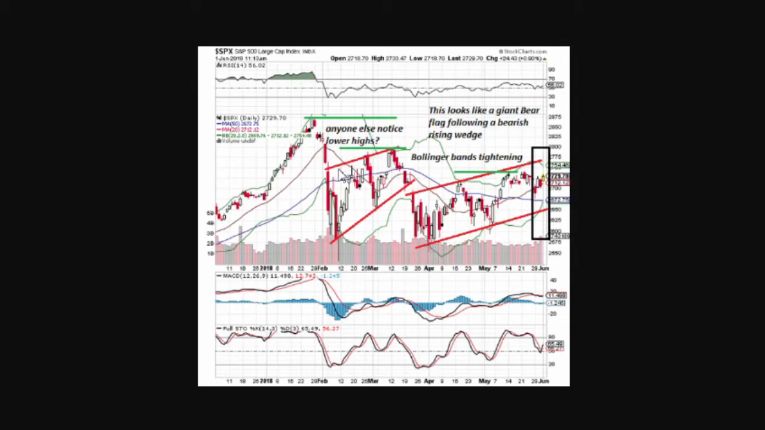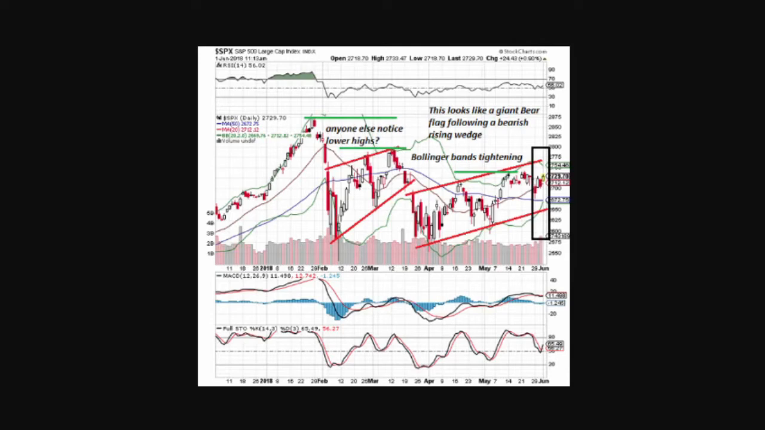And then following the wedge is what's called a bear flag. You can see the bear flag here. So now, with that context, let me read from the article. And it reads, does anyone else see a giant bear flag pattern in the daily chart of the S&P 500? Maybe I'm the only one who sees a bearish signal instead of a bullish breakout.